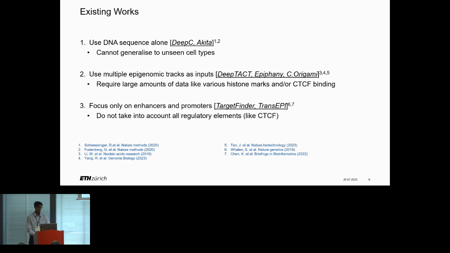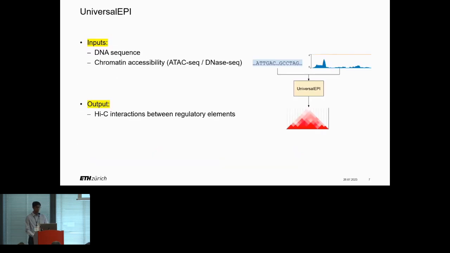The third ones focus only on the enhancer and the promoters, so they take information only from the enhancer and the promoter regions, thereby not taking into account anything that happens around them. So effects of TADs will not be captured in these cases, which is not ideal. So to bridge these gaps, we introduce UniversalEPI, which only takes the DNA sequence and chromatin accessibility as inputs and predicts Hi-C interactions between regulatory elements for new cell types as well.